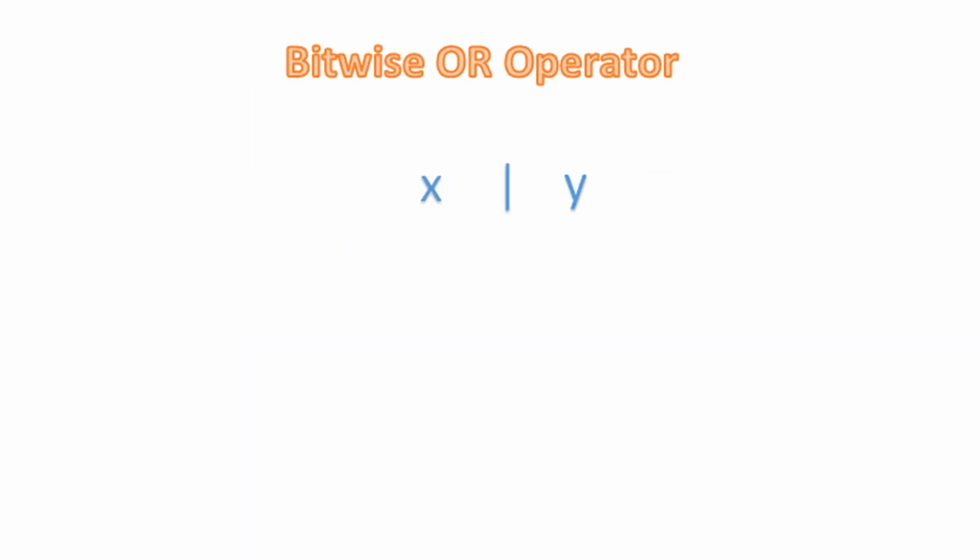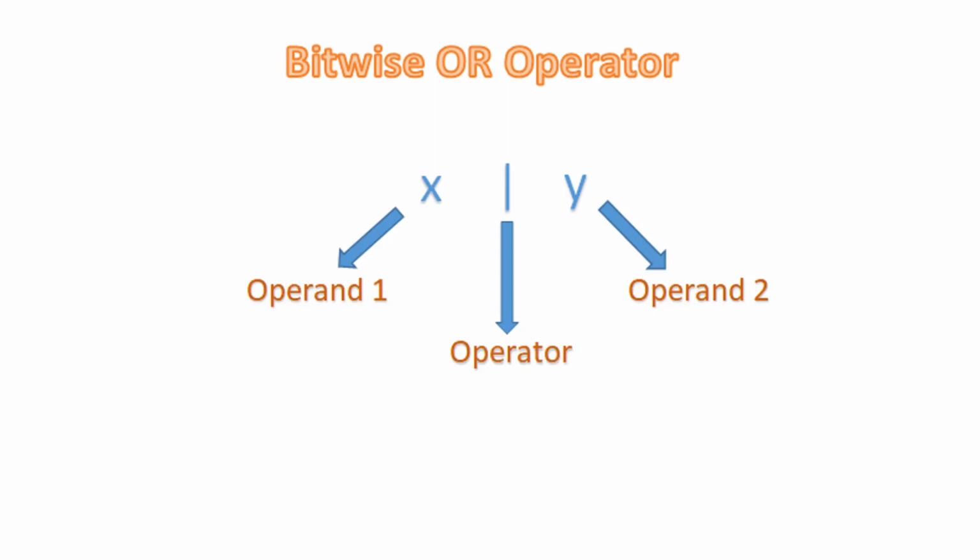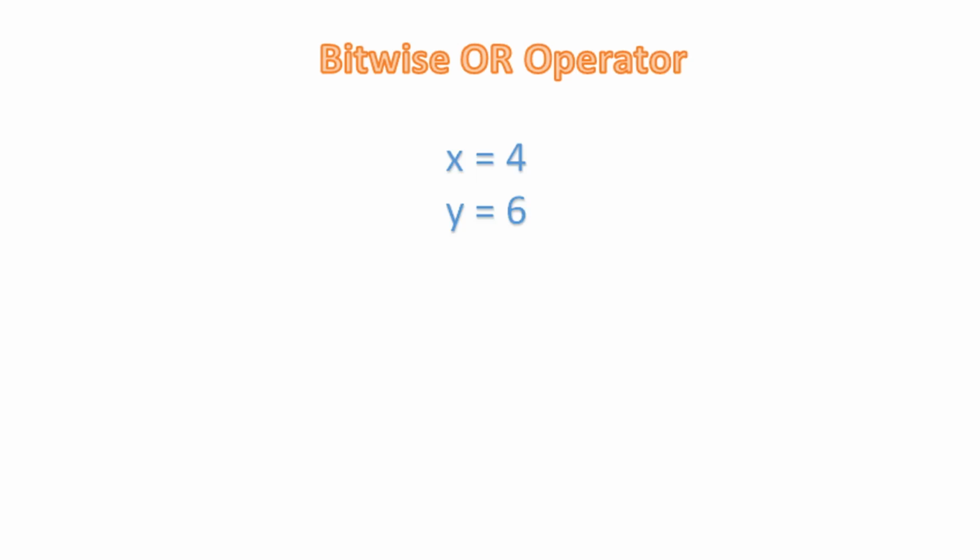Bitwise OR operator. Bitwise OR means to perform OR operation bit by bit on the operands. For bitwise OR, the pipe symbol is used. Here the variable x is equal to 4 and y is equal to 6. On performing bitwise OR operation, x pipe symbol y, the output is 6.